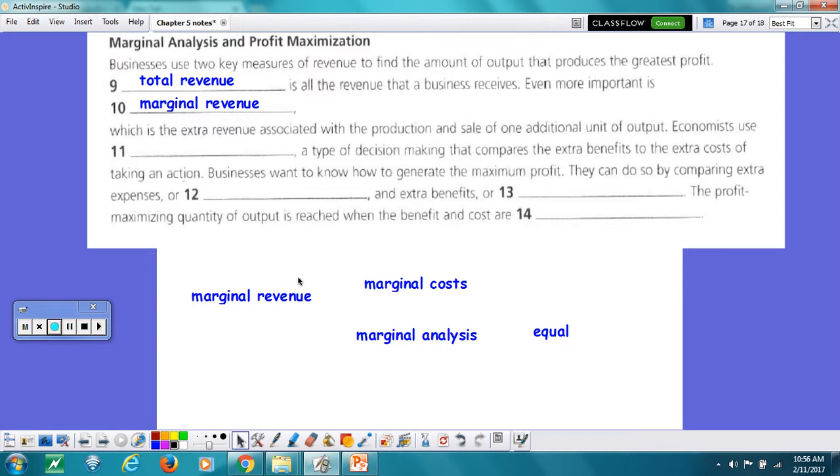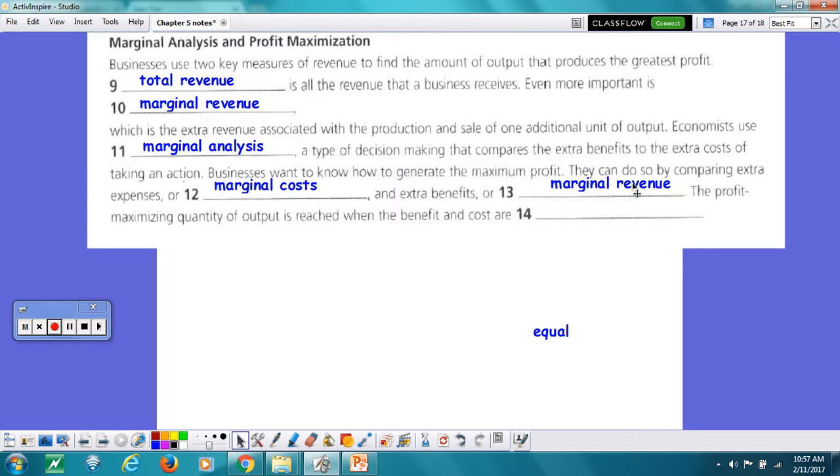Economists use what is called marginal analysis, and this is a type of decision making that compares the extra benefits to the extra cost of taking an action. Businesses want to know how to generate the maximum profit, and they can do so by comparing the extra expenses, also known as your marginal cost, and the extra benefits, which would be your marginal revenue. And eventually, the profit maximizing quantity of output is reached, and the benefit and the cost hopefully will eventually equal out.